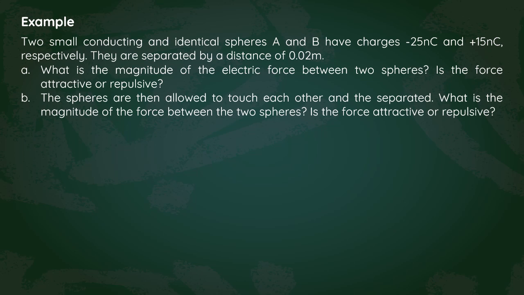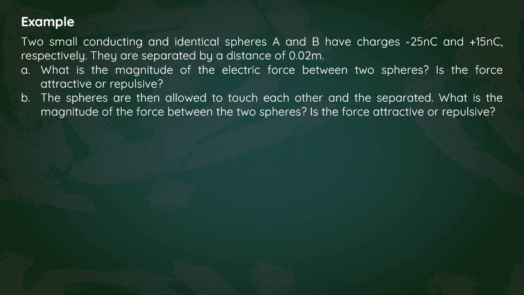Now let's have question B. The spheres are then allowed to touch each other and then separated. So our identical spheres A and B with charges negative 25 nanocoulombs and positive 15 nanocoulombs are directly touching each other, which will result in the sharing of charges. And according to conservation of charge, the charges will be distributed among the two spheres. And since they are identical, the charges will be shared equally, since again, they are identical spheres, which means they have the same radius.